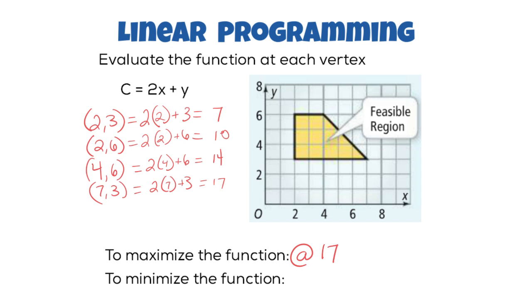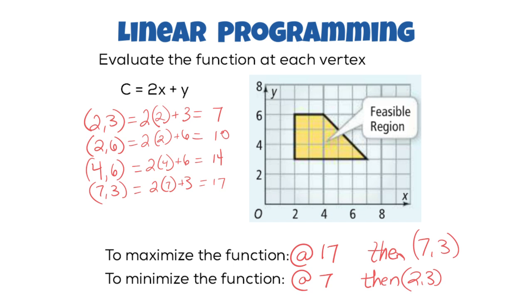But at 17, then I need to do whatever the 7, 3 tells me to do, whatever that 7 and 3 represent. If I was looking to minimize it, I'm looking for the smallest number, so that would be minimizing it at 7. Then I'm going to use the situation where I have a 2, 3.